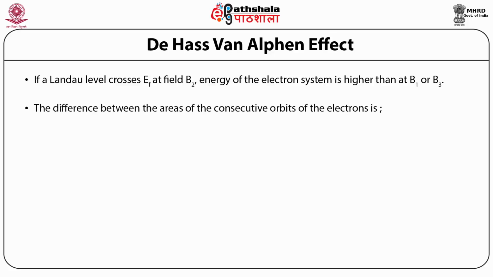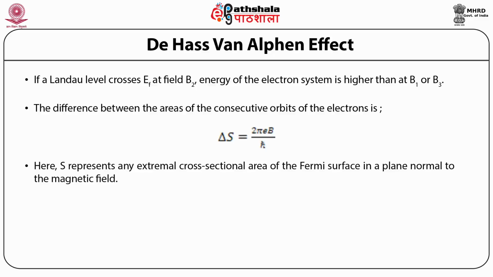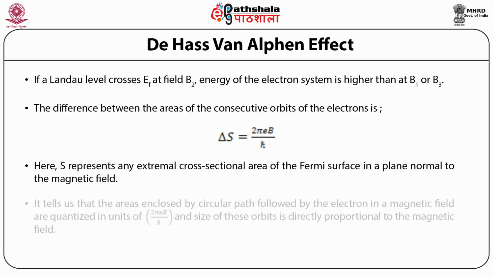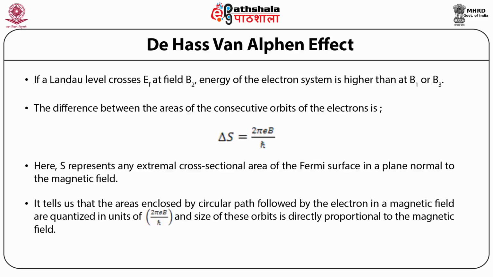The difference between the areas of consecutive orbits of the electron is given by delta S equal to 2 pi eB by h cross, where S represents any extremal cross-sectional area of the Fermi surface in the plane normal to the magnetic field. It tells us that the area enclosed by the circular path followed by the electron in a magnetic field is quantized in units of 2 pi eB by h, that is the Bohr magneton, and the size of these orbits is directly proportional to the magnetic field.